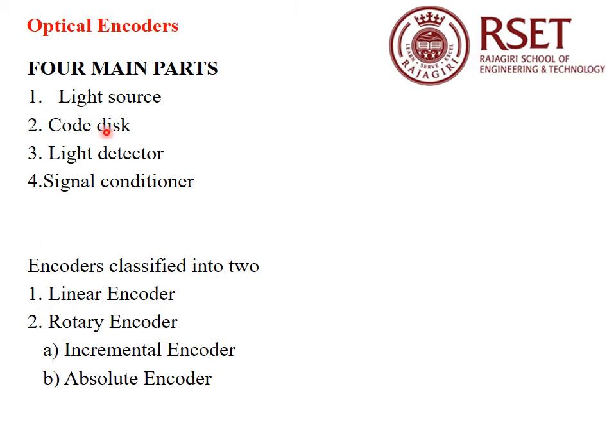The main parts of the encoder are four: a light source, a code disk, a light detector, and a signal conditioner. Another classification of encoders is linear or rotary type. Rotary or linear type encoders can be further classified into incremental and absolute encoders.